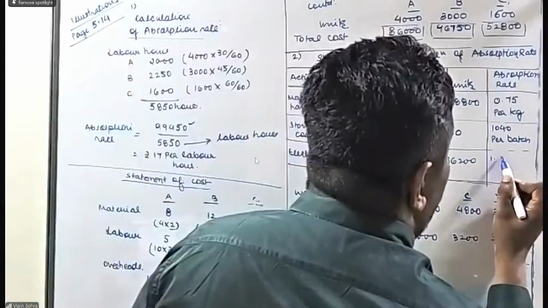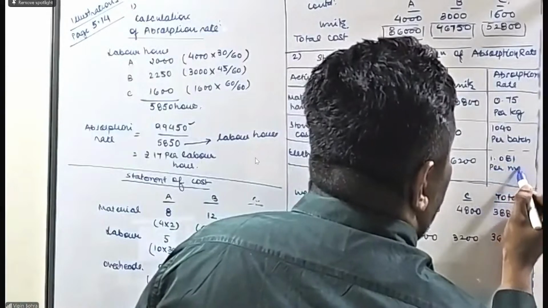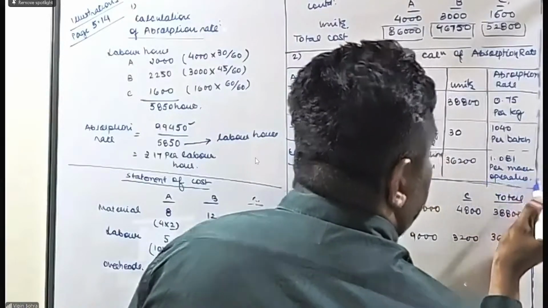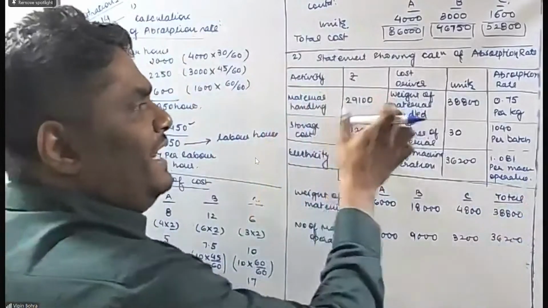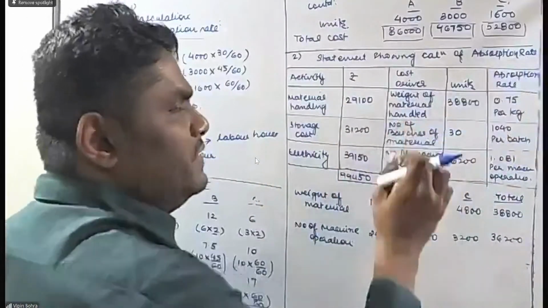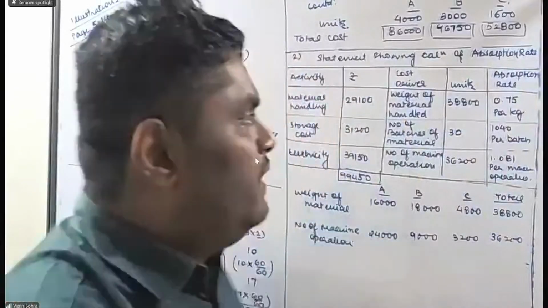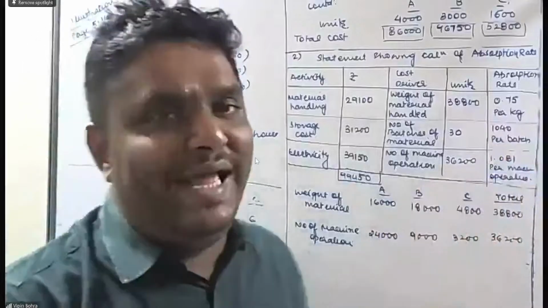So this is 1.081 per machine operation. Herein, as I said, for every activity there will be a separate basis of absorption, and for every activity a separate absorption rate is calculated. Since there are 3 activities, 3 absorption rates are calculated.